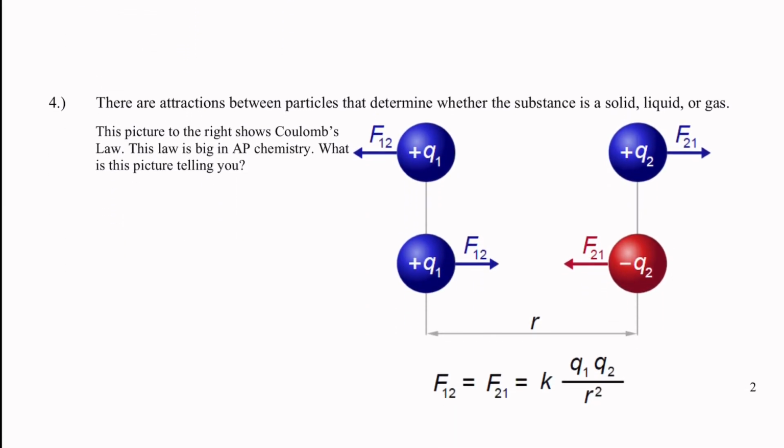Okay, here we have two positive charges. I have positive charge Q1 and positive charge Q2, and notice these F arrows. Those are called force arrows, and they're going opposite directions, and that's because like charges, they're going to repel. Where if we have positive and negative, they're actually going to attract. This is called Coulomb's law.